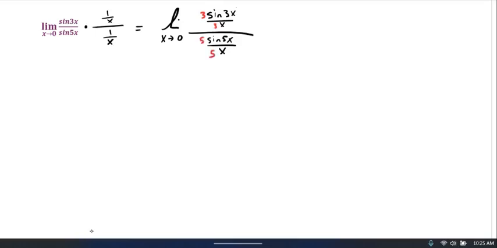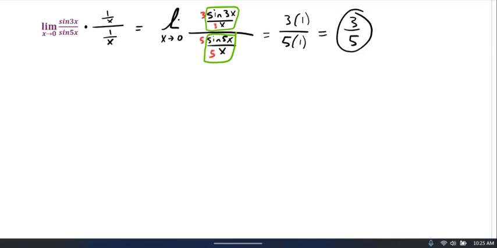This is pretty cool for me because that makes this piece 1. That makes this piece 1. Remember, we can do these independently. And we're just really left with those multiples of 3 and 5. We're going to get 3 times 1 over 5 times 1. Final answer, 3/5. Okay, that sums up section 2.3.